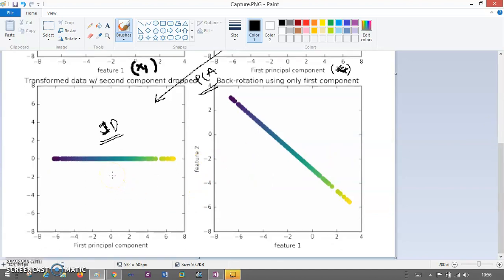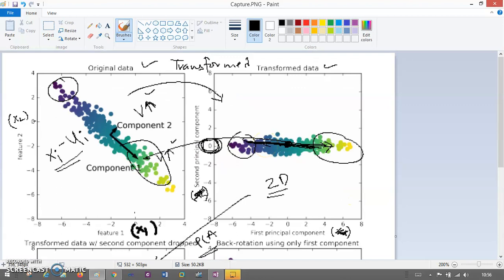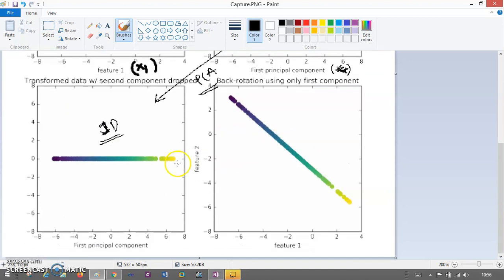Okay, this is one principal component, and we don't have any second principal component, but your transformed data is going to be with respect to the second component that is being dropped. Okay, so this is the same data. We're just reducing the dimension. This is the same data, by the way.